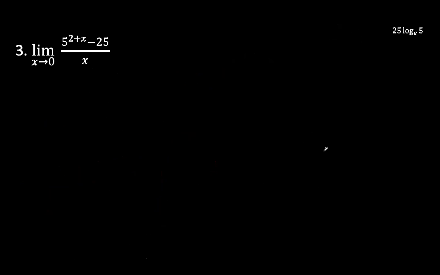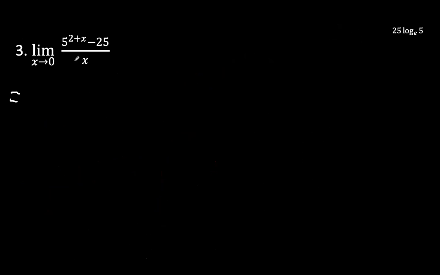And let's work on number 3. And again, try to answer this on your own and pause the video before you see the final answer. Okay, so how do we solve the limit number 3? The limit of 5 raised to 2 plus x minus 25 all over x as x approaches 0.